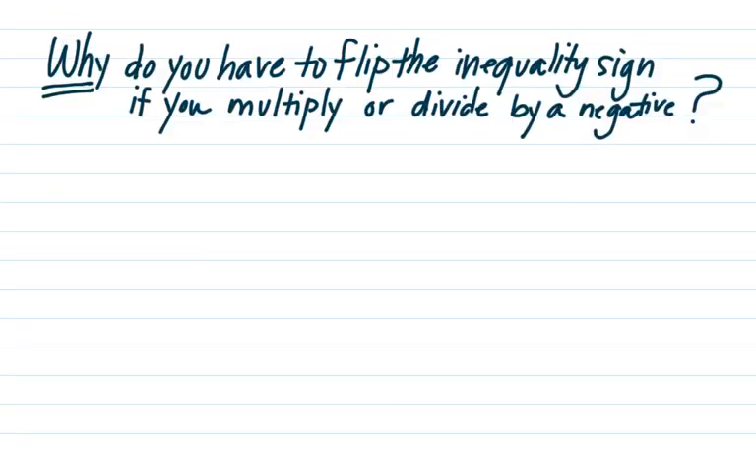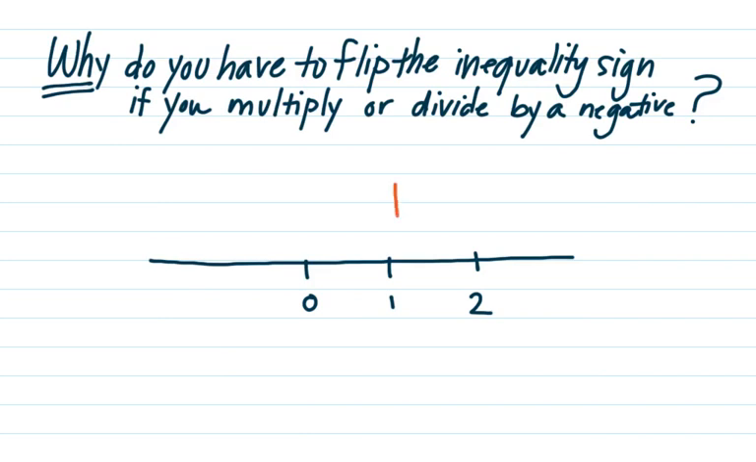Now students often ask me, why? Why do we have to do this? So let me explain it to you in as simple way as I can. Let's think of a number line. Here's 0, here's 1, here's 2. Now let me make an inequality that I think everyone would agree to. 1 is less than 2. You can see it on the number line, and we all know it's true. 1 is less than 2.